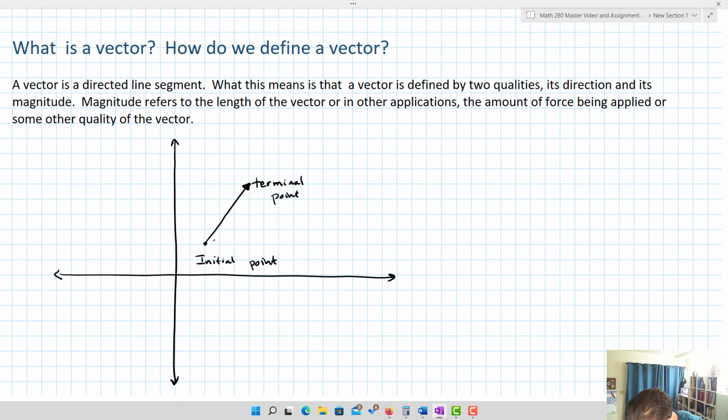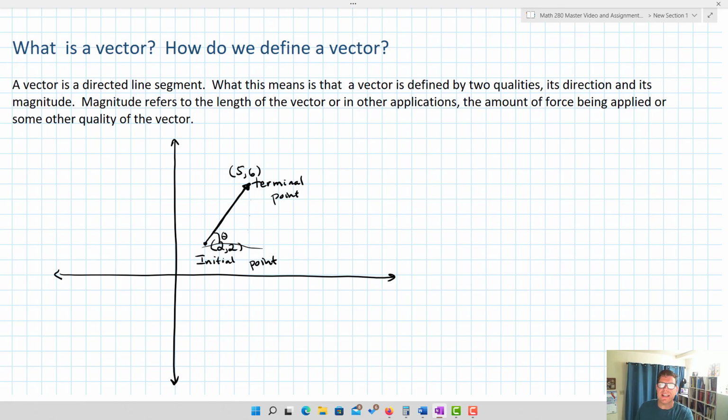Our initial point here is (2, 2), and our terminal point here is (5, 6). So that's our vector. It's the vector that goes from (2, 2) to (5, 6), and that's what we're going to define it as. Now, we'll talk about the direction, but basically the direction could be defined as this theta right there. So that angle might be thought of as the direction.